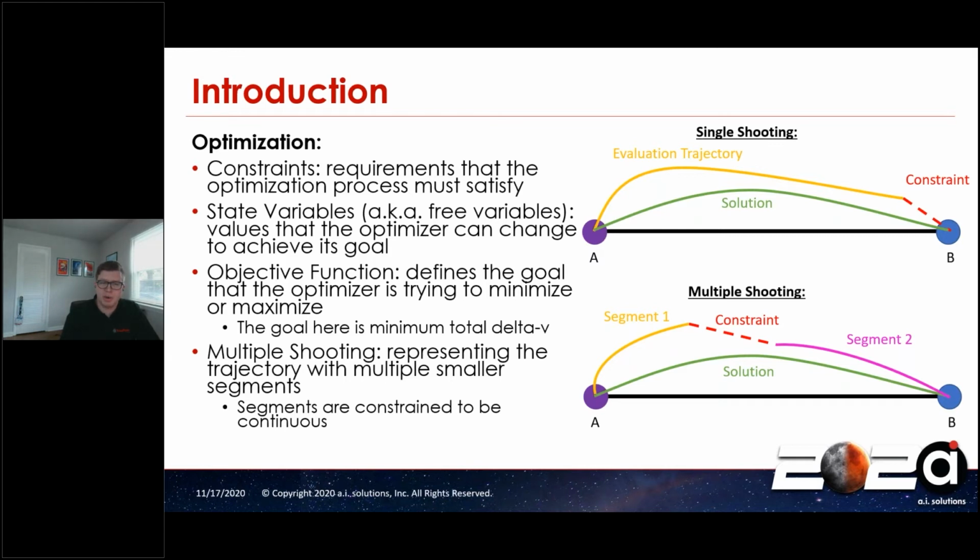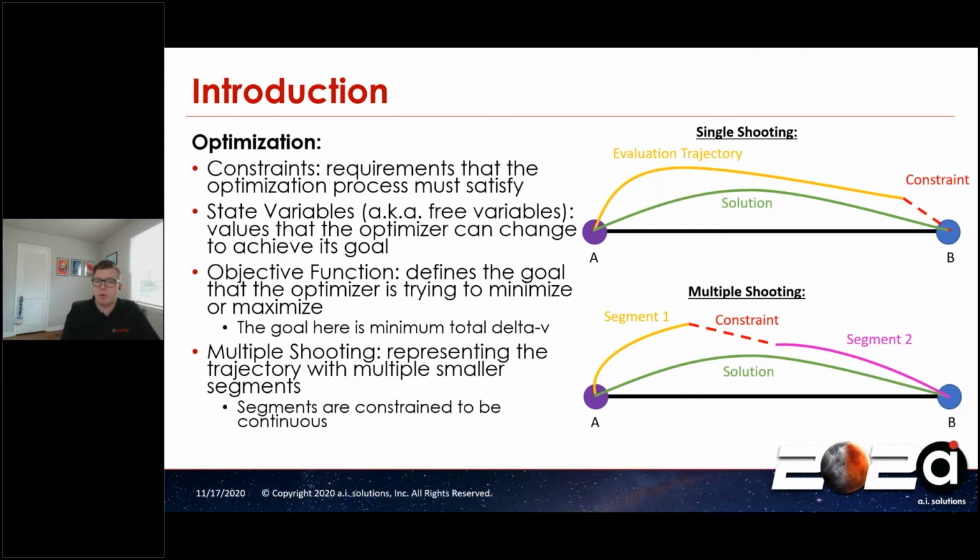And the final thing I want to talk about that wasn't covered by Julie, because it's a more complex topic, is multiple shooting. Multiple shooting is when we represent the trajectory using multiple smaller trajectory segments, and then you constrain these segments to be continuous. Single shooting is sort of the typical optimization approach.